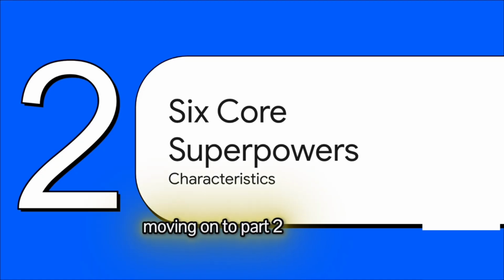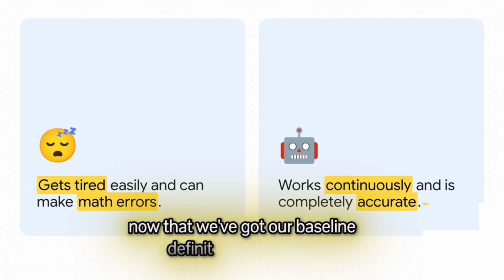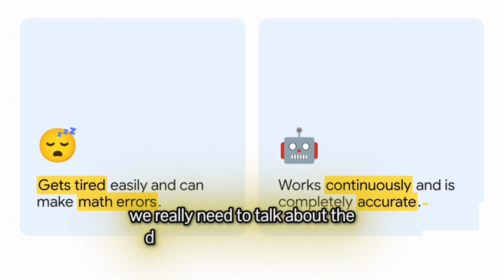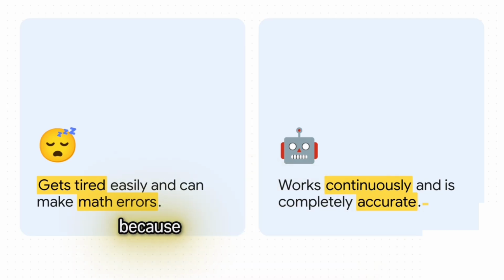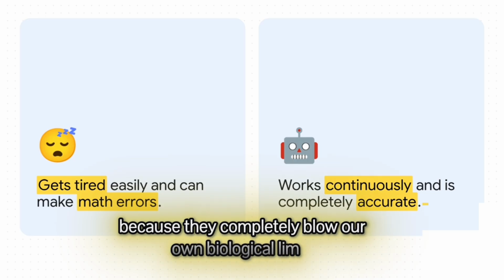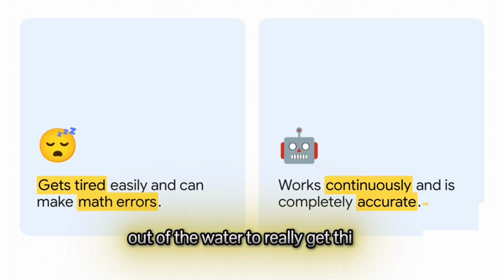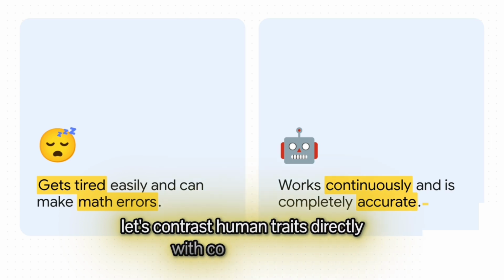Moving on to part 2, 6 core superpowers. Now that we've got our baseline definition established, we really need to talk about the dynamic capabilities of this machine because they completely blow our own biological limits out of the water. To really get this, let's contrast human traits directly with computer traits.